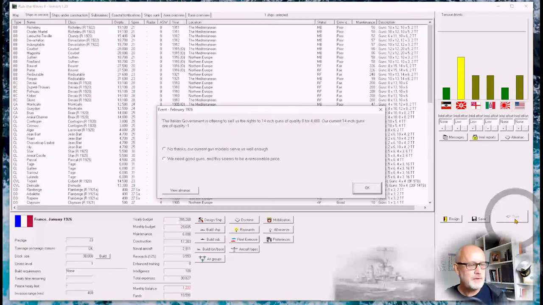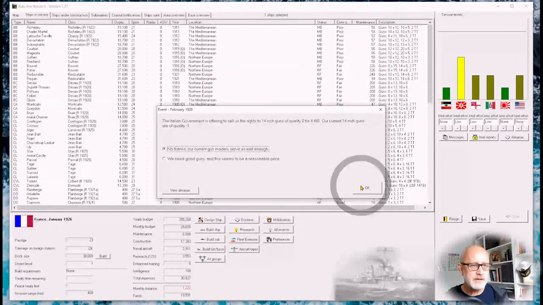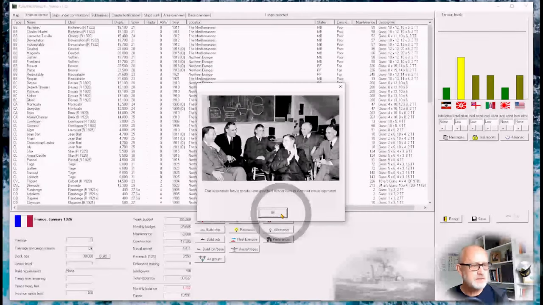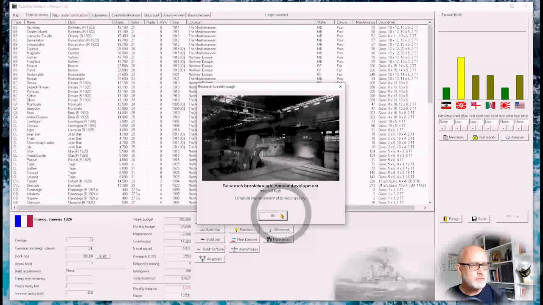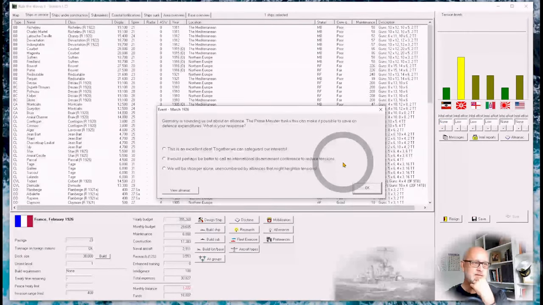Italy is offering to sell us 14-inch guns. Sorry, we're not dealing with 14-inch guns anymore. A good research breakthrough. Germany is sounding us out about an alliance. Well, how very interesting. Thank you very much, Germany.